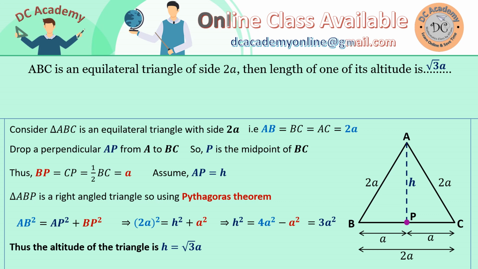So if we go ahead in this process and put in the appropriate values, see that I said root 3 by 4 a square, where the side a will be 2a. Based on that, if we calculate, again we get h, the altitude. So whatever method you like, you can proceed with that. That's it. Hope you understood the problem.